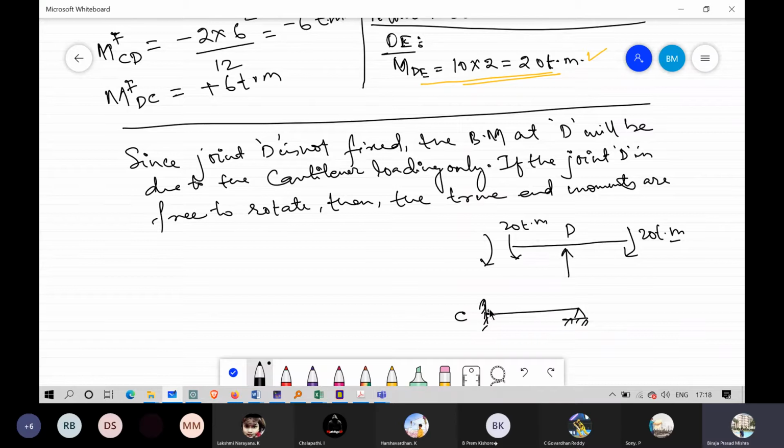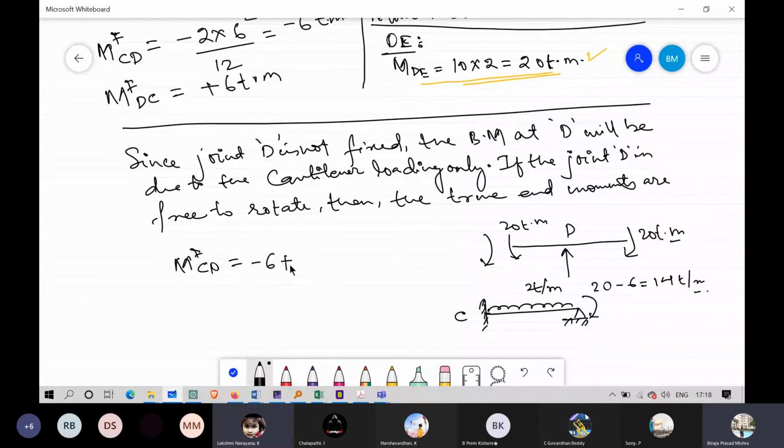So this is again 2 tons per meter, and here will be a moment of 20 minus 6 equals 14 tons per meter. So MFCD will be minus 6 plus half of 20 minus 6, right? This will be minus 6 plus 7, that is 1 ton meter.